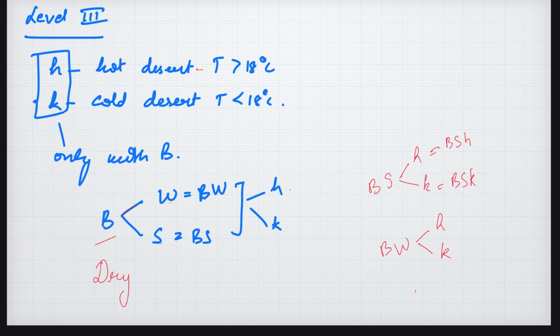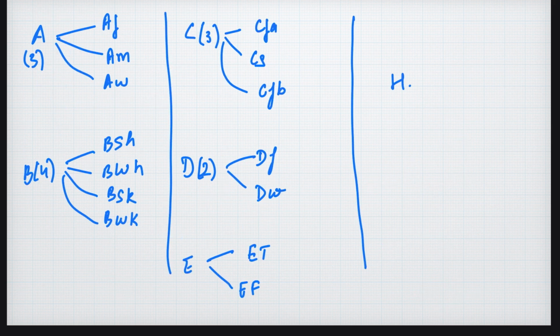Similarly, BW can be divided into H and K. BWK would mean cold desert and BWH would mean hot desert. We will have a look.